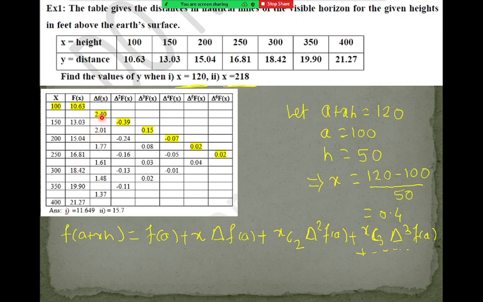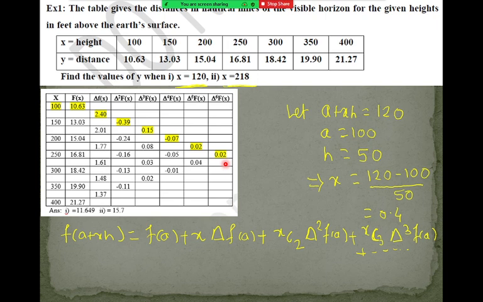Can anyone tell me how 2.40 came here? 13.03 minus 10.63. Correct. So this is f of a plus xh minus fx. That is the formula for delta fx, and we use it throughout this table. You will observe we received up to sixth order difference here, because we are given 7 pairs. When 7 pairs are there, a maximum of 6 differences can exist.